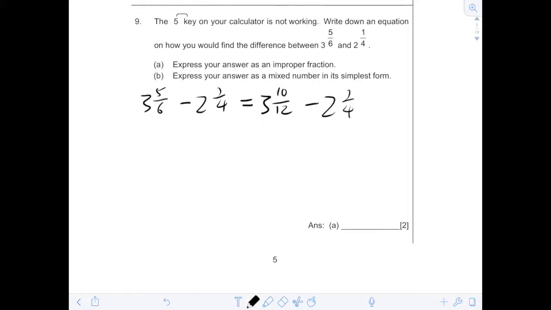Now without any 5s in the equation, you can still use your calculator to press. If I don't want to use my calculator, I can actually still do this. I'll get 3 and 10 over 12 minus 2 and 3 over 12. I will get 1 and 7 over 12. So this will be the answer as an improper fraction for part A.